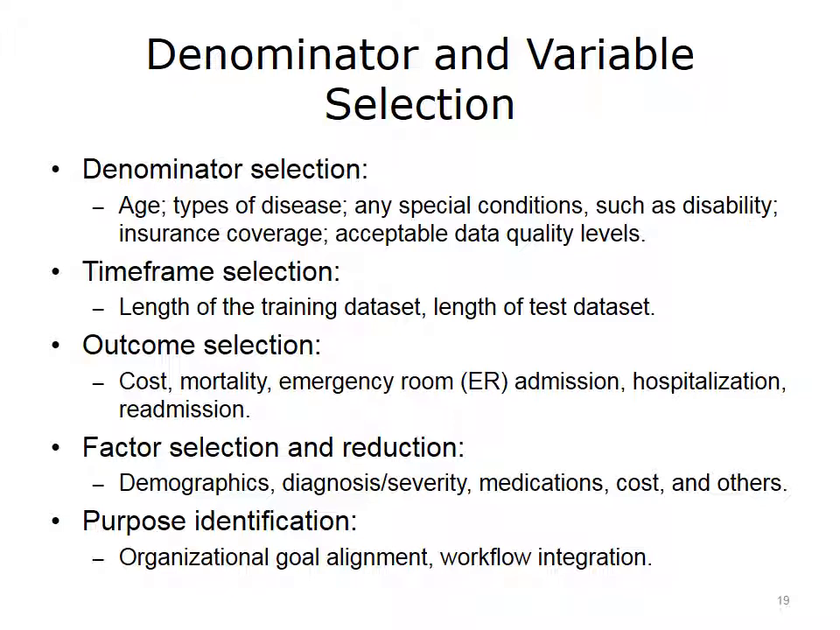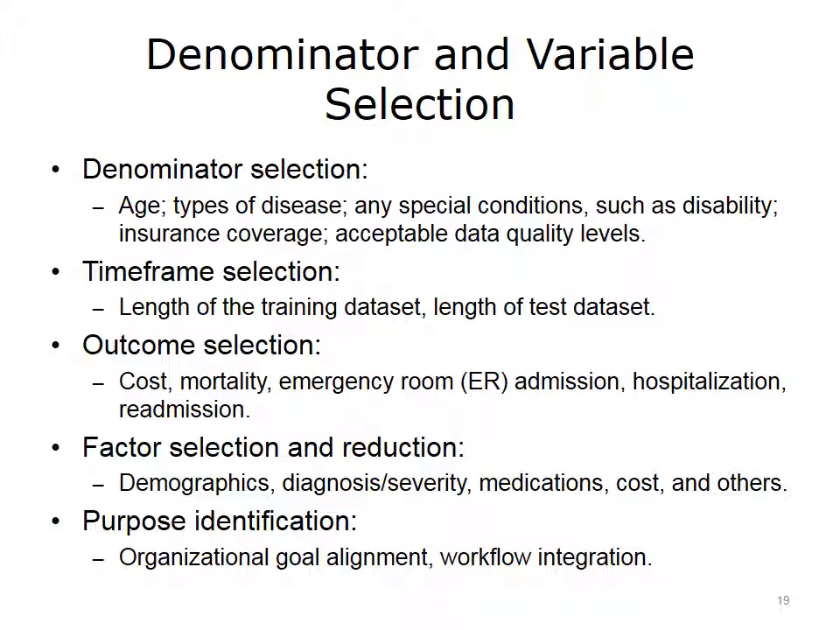While extracting training and testing datasets from population health data warehouses to develop and train predictive models, there are various challenges with denominator and variable selections. A short list of such challenges includes: selecting the denominator of the population that should be used for training and testing is always tricky. There are multiple factors that can be used to modify and refine the definition of a population denominator, such as age, types of disease, any special conditions such as disability, and insurance coverage. Another intrinsic factor, not directly derived from the denominator but effective in the selection process, is data quality levels.